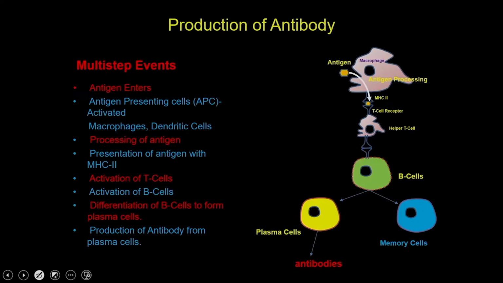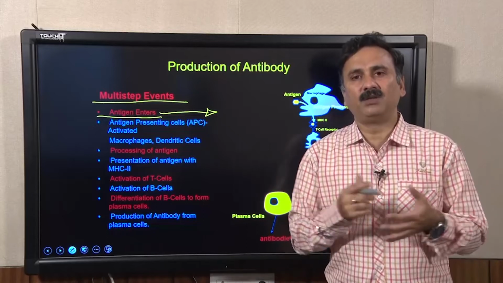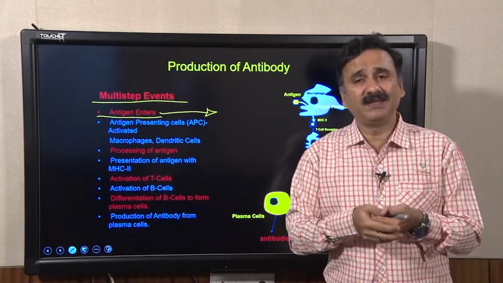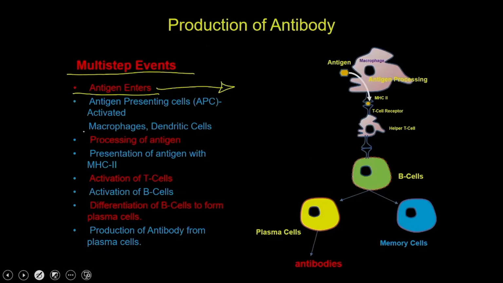Now, let us see what are the different events required for getting the antibodies produced in the organism. So, the first event is that the antigen is going to enter into the host body, and then as soon as the antigen enters into the host body, the first cells which are going to encounter these antigens are called antigen presenting cells. These cells are either the macrophages or the dendritic cells.